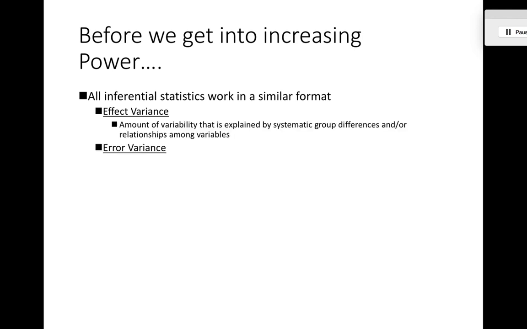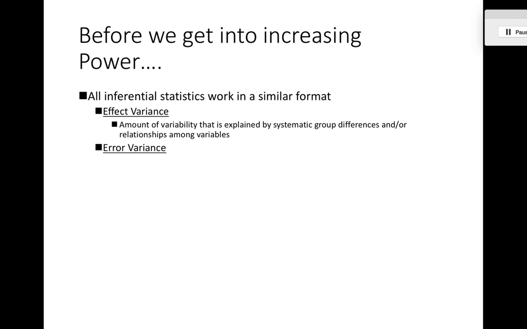Now, before we begin talking about power, there's just a couple of other things that I want to talk about before we get into this. One of the things that we need to think about is how inferential statistics work. Pretty much all inferential statistics work in the exact same way. We have effect variance, which again, remember, is the amount of variability that is being explained by systematic group differences and/or relationships among variables. Another way of saying effect variance: differences between our scores that are due to the researcher's manipulation or control.